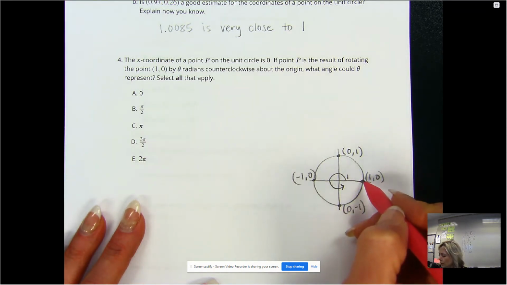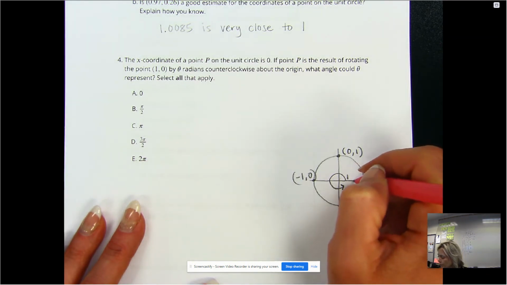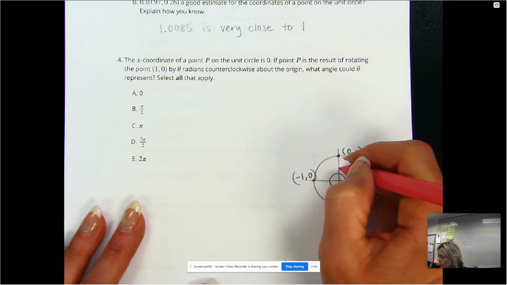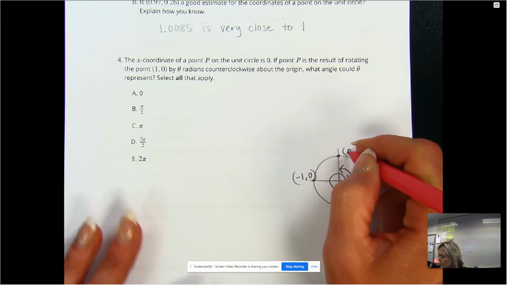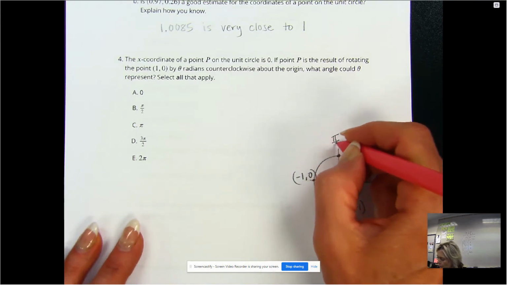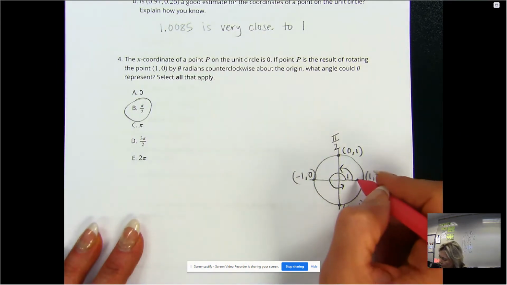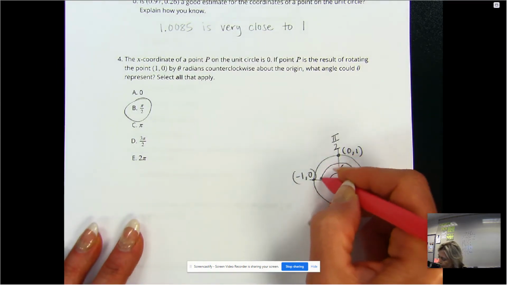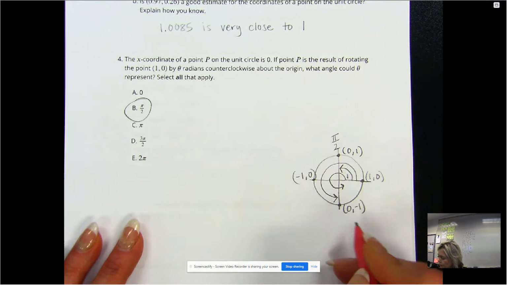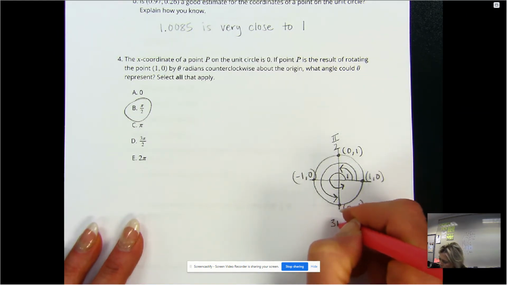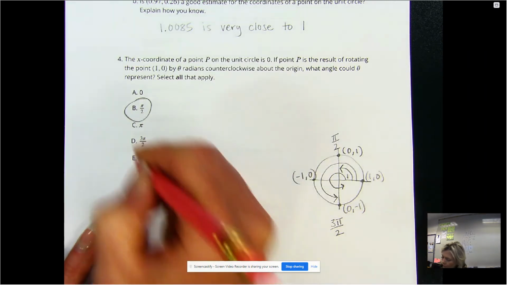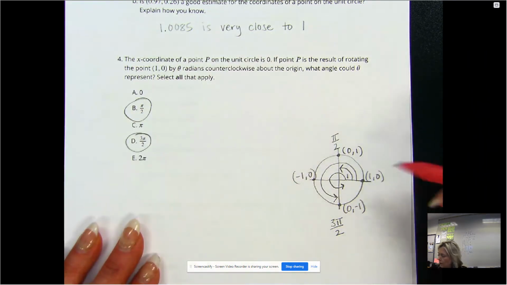So if we're starting here to right here, we have an x coordinate of 0. This is pi over 2. So that's here. And then all the way to there, we have an x coordinate of 0 again. And this is 3 pi over 2, which is here.